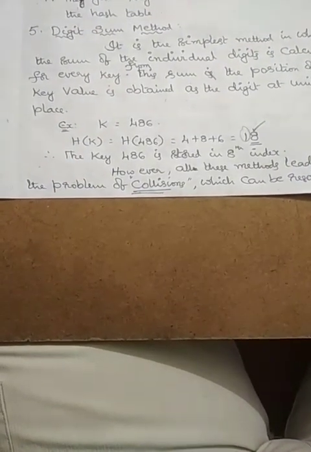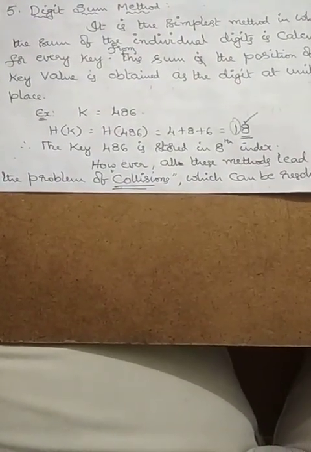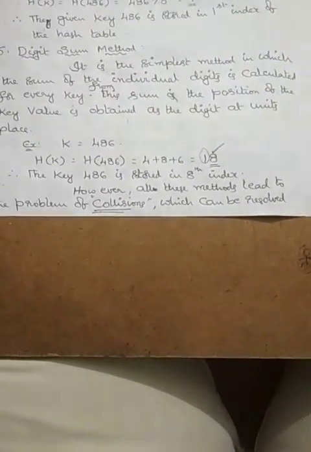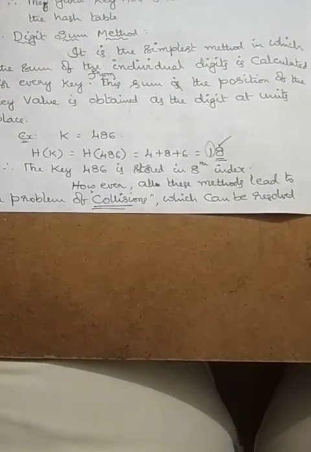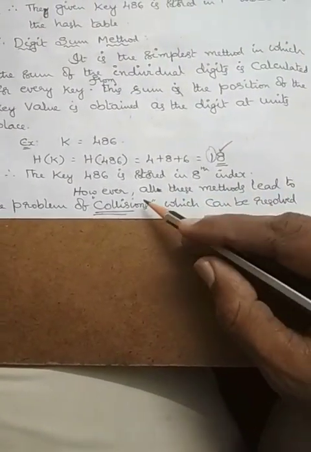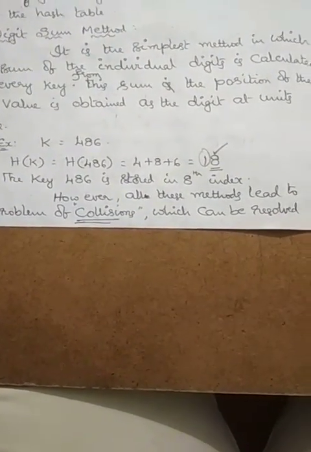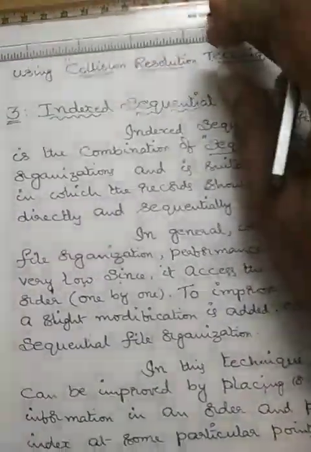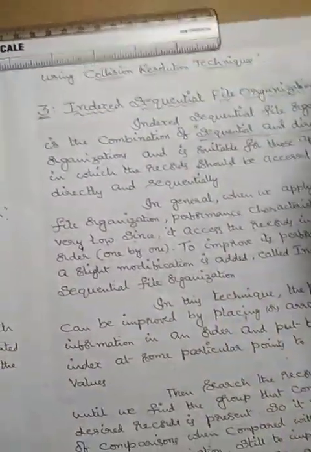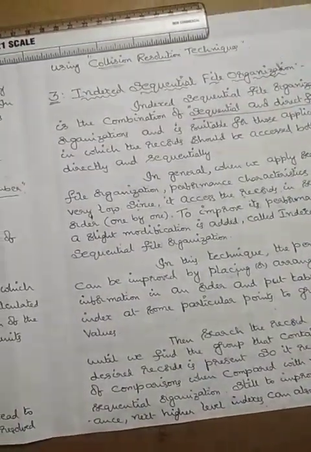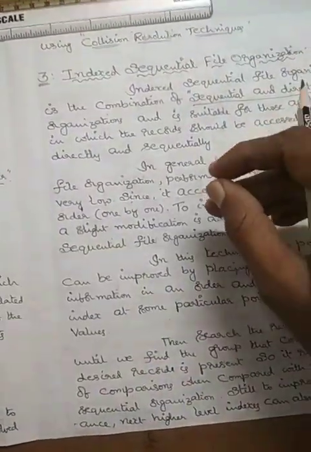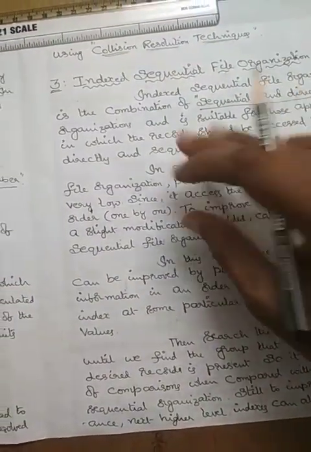However, all these methods lead to a serious problem of collision. Collision means that when two or more data items are mapped to the same index of the hash table, we say a situation called collision has arisen. This collision has to be resolved using collision resolution techniques such as open hashing methods and closed hashing methods. These techniques we have already discussed in the 4th unit, so I'm not discussing those concepts right now.